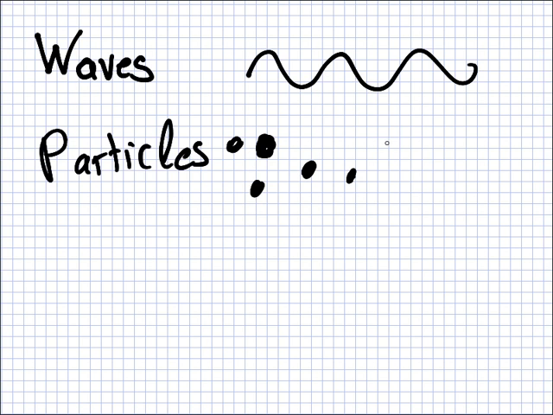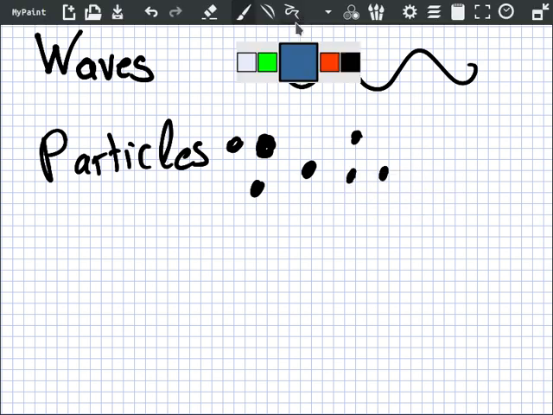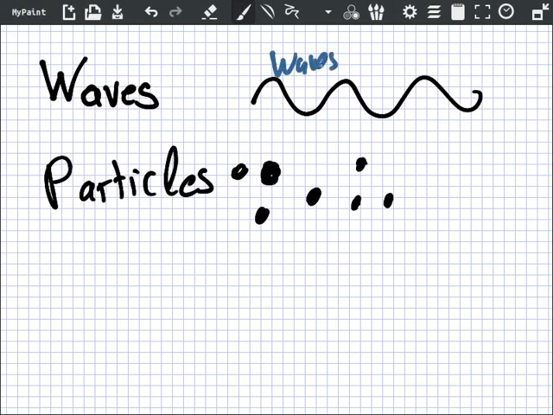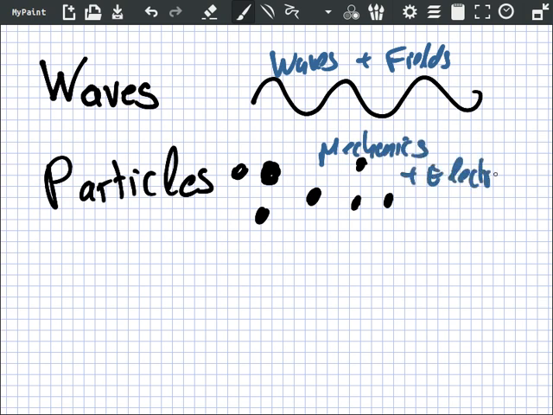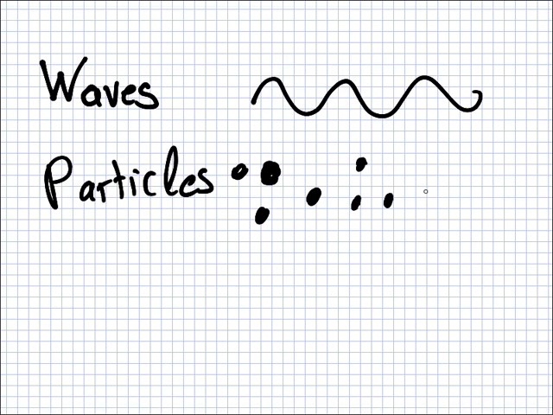Particles, little mass, atoms. So, for example, when we studied waves and fields, we were studying this. When we studied mechanics and electricity, we were studying particles. Oh, and also when we studied materials. So the question we'd like to know now is, how do you know which one you have?